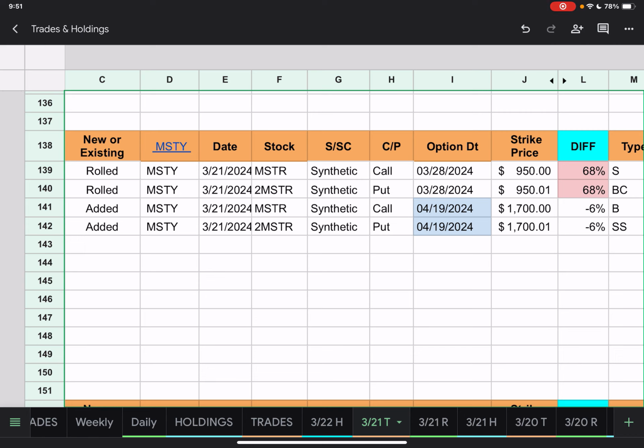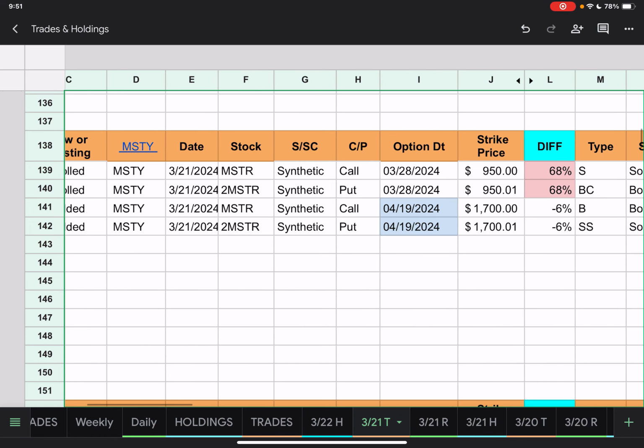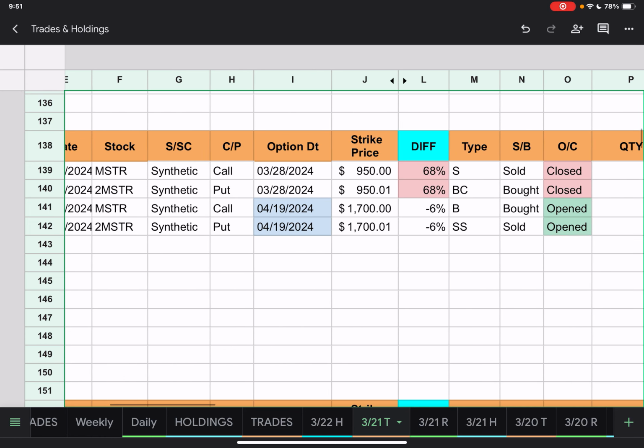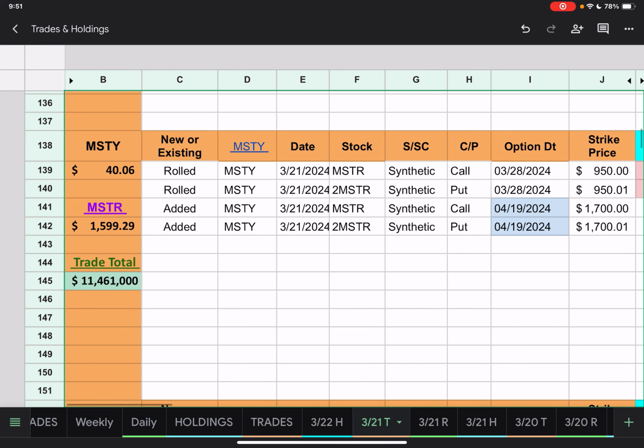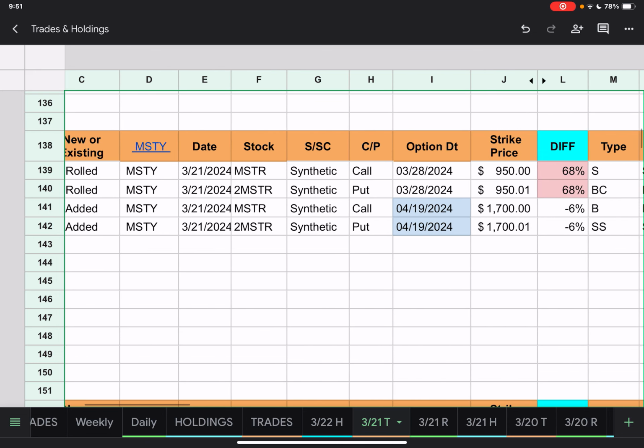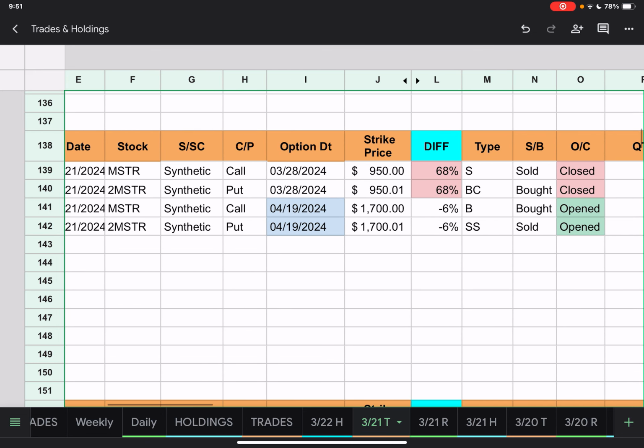On the trades tab, I'm just going to show you this one because I can't show it to you on the holdings tab when we go through that, and it is Misty. So Misty, they rolled the original synthetic they had that was at the strike price of $950. And just so you can see over here on the left, we closed today at almost $1,600.